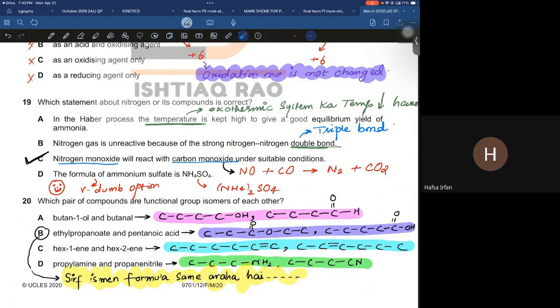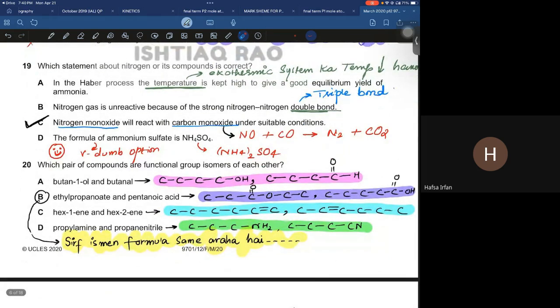Then question number 20. Which pair of compounds are functional group isomers of each other? Functional group isomer means that the molecular formula is the same, but the functional group is different. Butanal is this, and butanol is this.